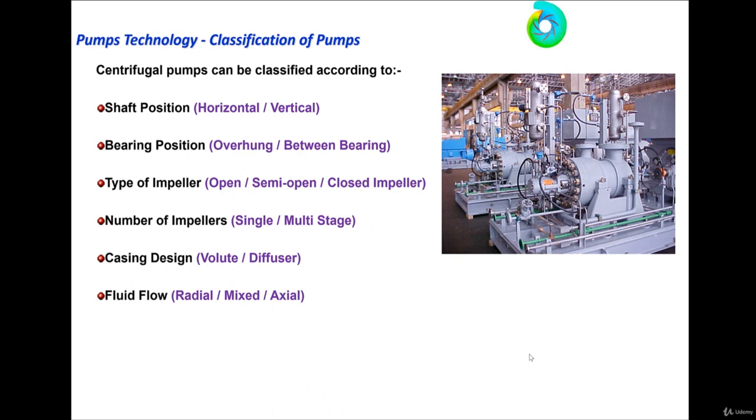We can classify the pumps in different classifications: according to the bearing position, according to the type of impeller, according to the number of impellers, according to the casing design, the static part that converts the kinetic energy into pressure, the static energy. And according to the fluid flow, it's coming radial or axial or mixed.